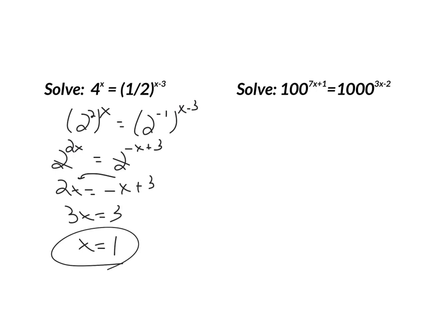And I promise you, if you plug them both back in up here, 4 to the first power is 4. If you plug 1 right here, 1/2 to the negative 2 power, you have to square it and flip it, it would be 4. It works perfectly. Let's try this other one over here.